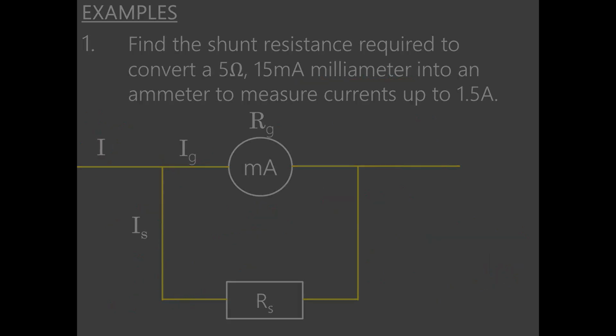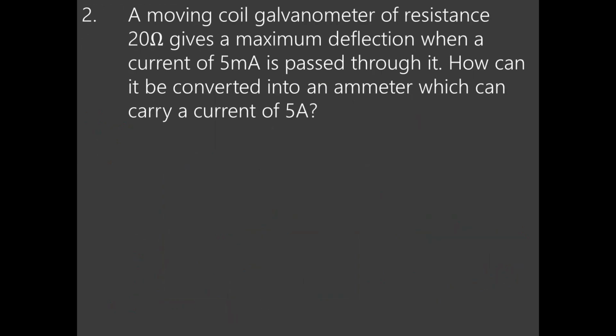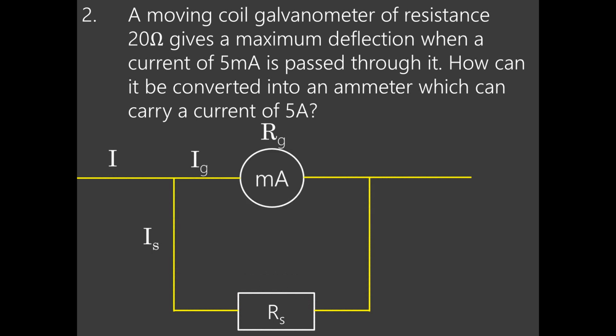Number two, a moving coil galvanometer of resistance 20 ohms gives a maximum deflection when a current of 5 milliamperes is passed through it. How can it be converted into an ammeter which can carry a current of 5 amperes? So, once again, we have such an arrangement. Let's just summarize. I'm going to summarize and I'll leave this for you. So, we have Rg.